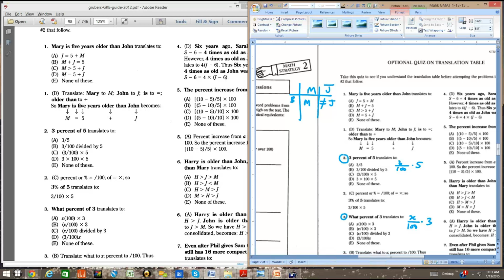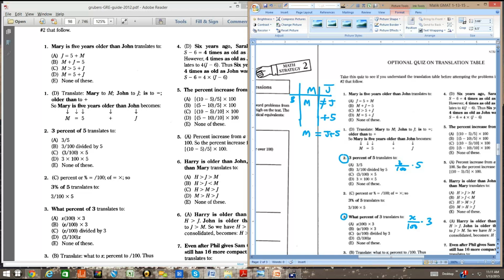Your goal with word problems is to make something equal to something. When you make something equal to something, a difficult word problem becomes a simple algebra problem. So here, you see that Mary is 5 years older than John. To make it equal, if you add 5 to Mary, Mary will be 10 years older. That doesn't help you. You need to add 5 to John. Mary will be John plus 5.